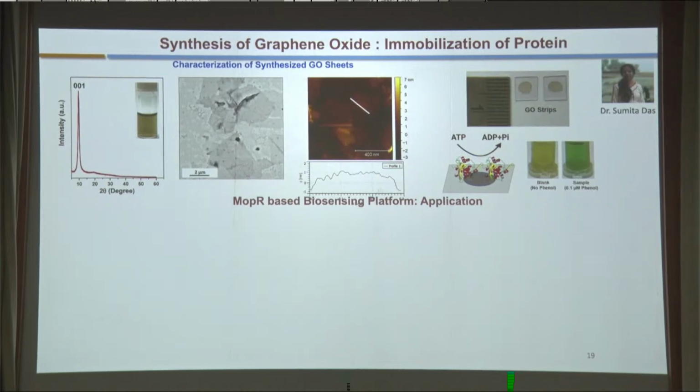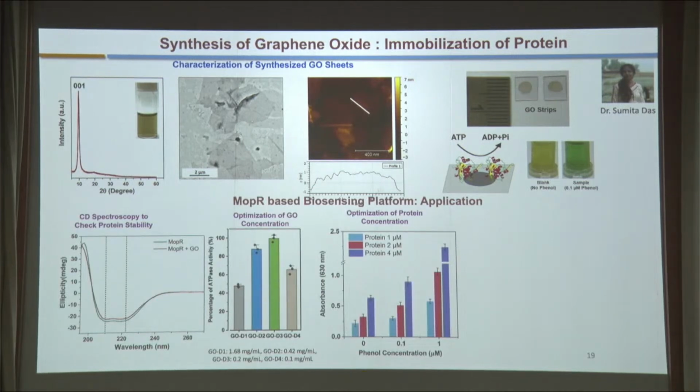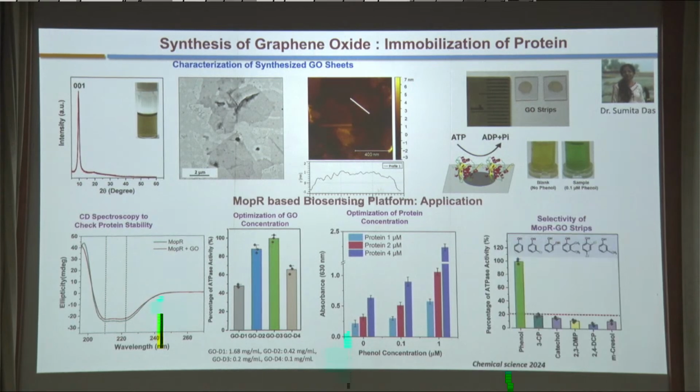So what went on to happen here was, she was able to first make nice graphene oxide, immobilize it, and check that the protein actually is active. It does not denature, so this CD spectrum was taken. We also optimized the graphene oxide and the protein so that we can get very nice activity. A couple of concentrations were tried, and again to see if the selectivity remains, that was done.